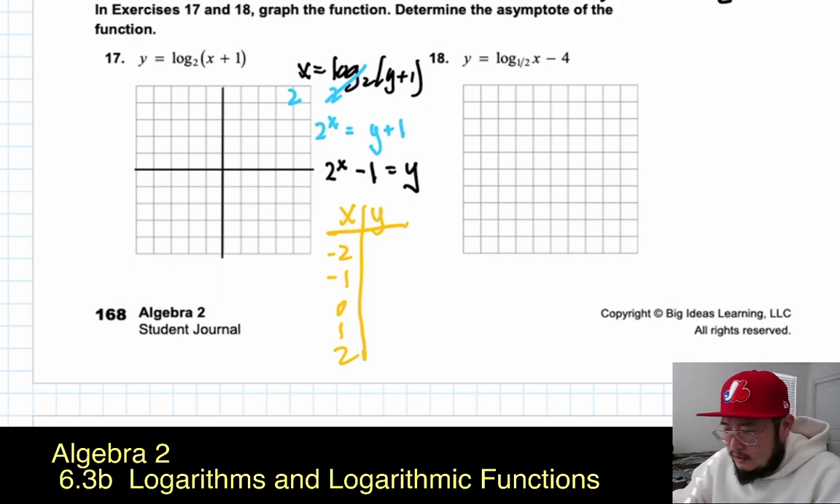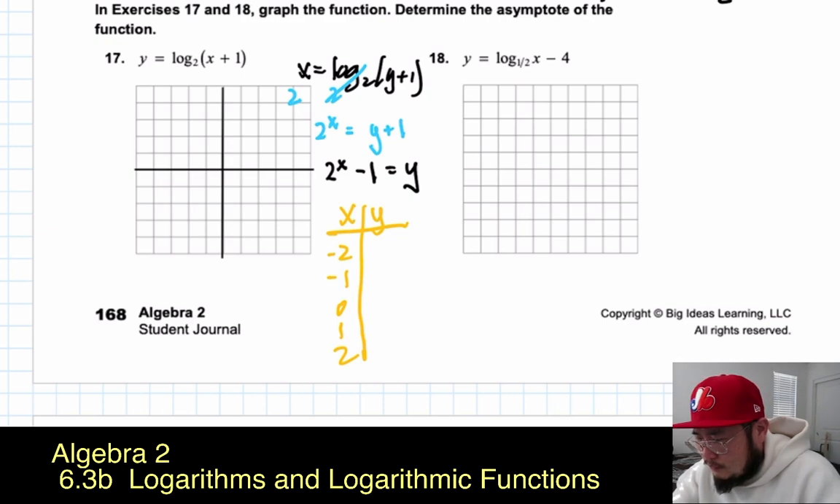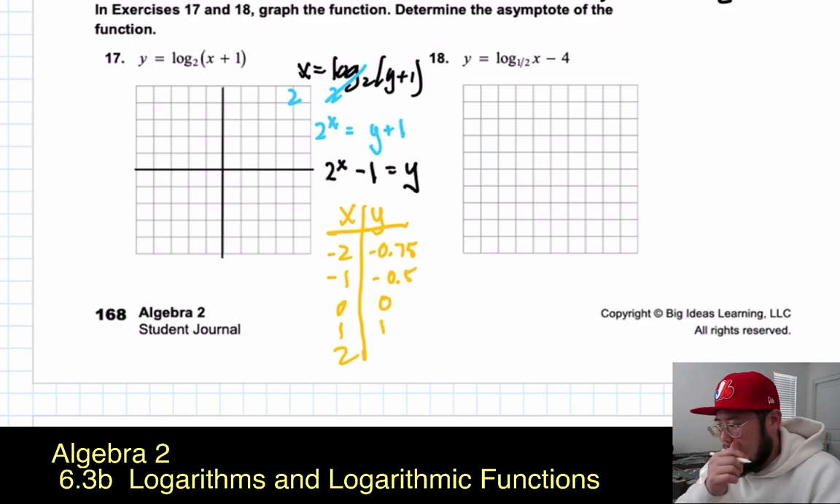All right, so for x and y, when x is -2, y is -0.75. When it's -1, we have -0.5. When it's 0, we have 0. When x is 1, we have 1. And when x is 2, we end up with 3. All right, so those are all of our points.